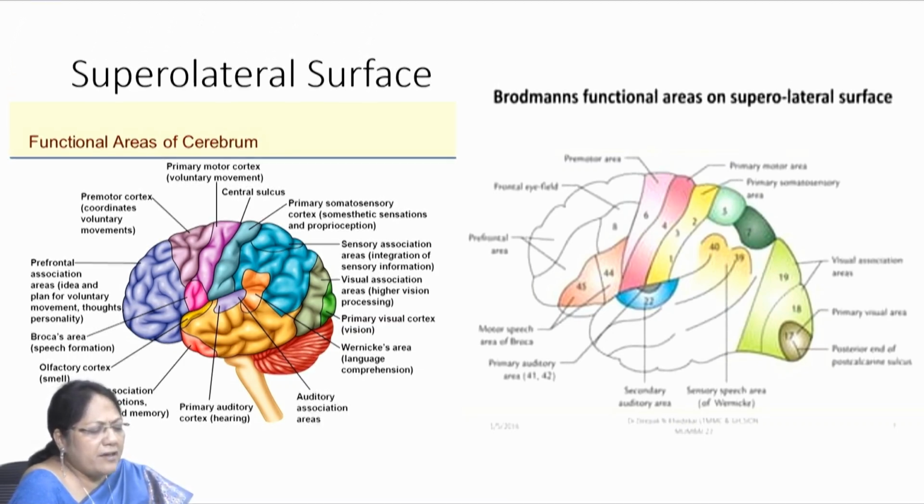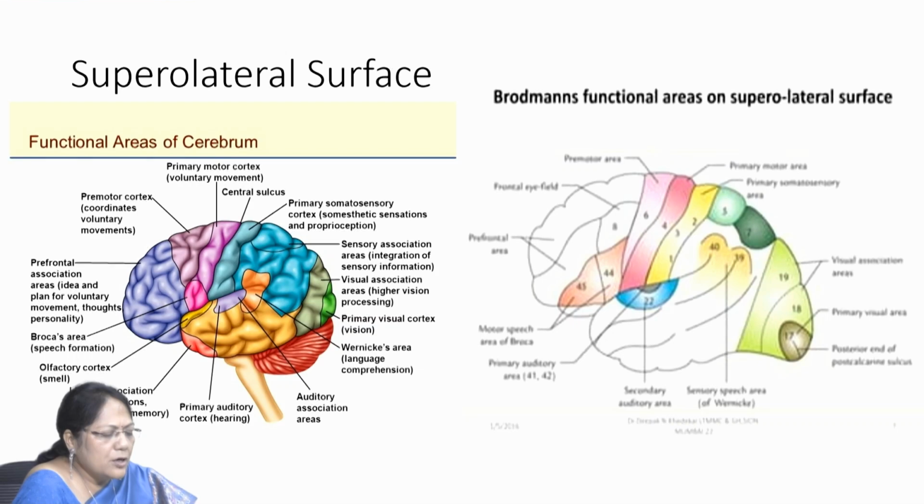Behind the central sulcus we have the primary somatosensory area, followed by the sensory association areas. But almost in the middle of the superolateral surface we have the lateral sulcus, and below the lateral sulcus we have 3 auditory gyri. These auditory gyri finally end in area number 39 and 40. This is the Wernicke's sensory speech area.